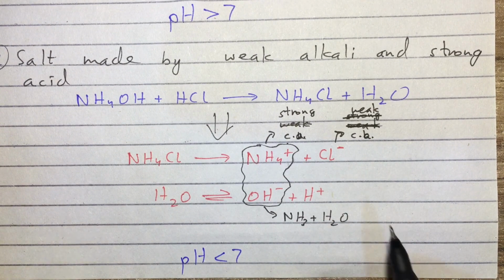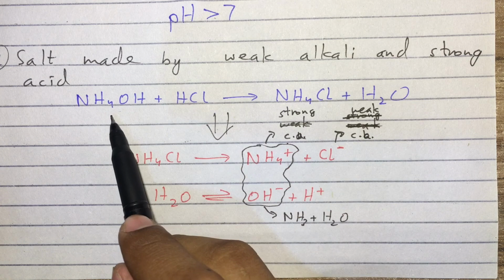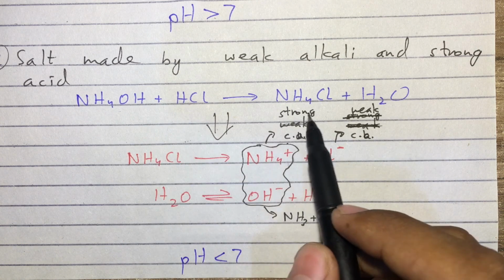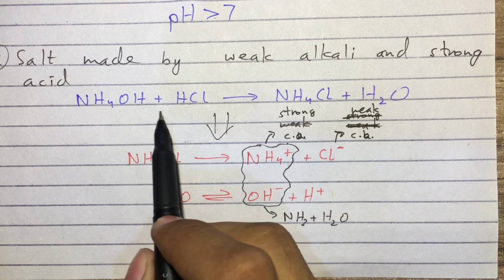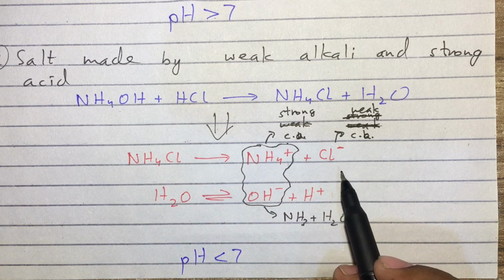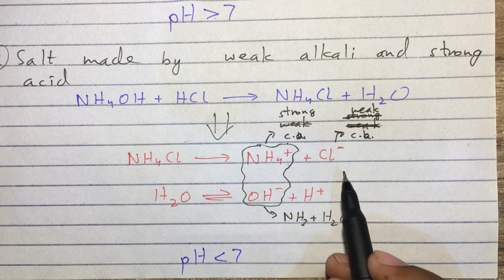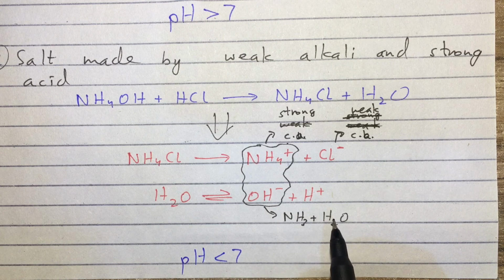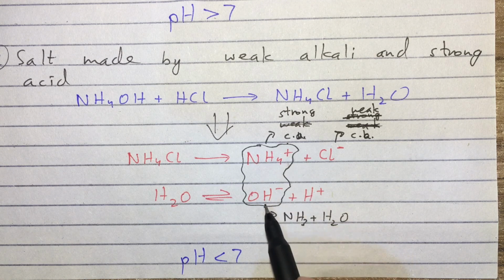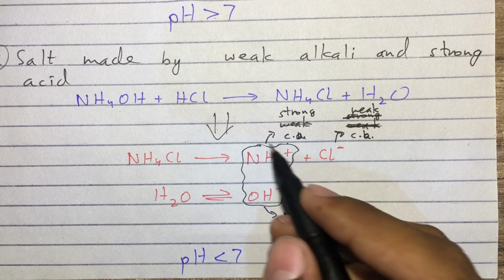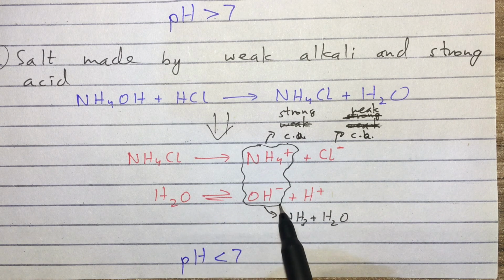So I'll repeat this once again because I made a small mistake. There was a reaction of a weak alkali, NH4OH, and strong acid, HCl, forming NH4Cl plus H2O. NH4OH was a weak alkali, it formed a strong conjugate acid, which is NH4+. HCl was a strong acid, it formed a weak conjugate base, which is Cl-. So NH4Cl dissociated into NH4+ and Cl-. H2O dissociated reversibly into OH- and H+. NH4+, being a strong conjugate acid, can easily donate a proton. So it donates a proton to OH-, forming NH3 and H2O, which is why the equilibrium shifts towards the right hand side in this equation. So more hydrogen ions are formed, the concentration of hydrogen ions increases and pH decreases below 7. So that's why a salt made by a weak alkali and strong acid has pH less than 7.